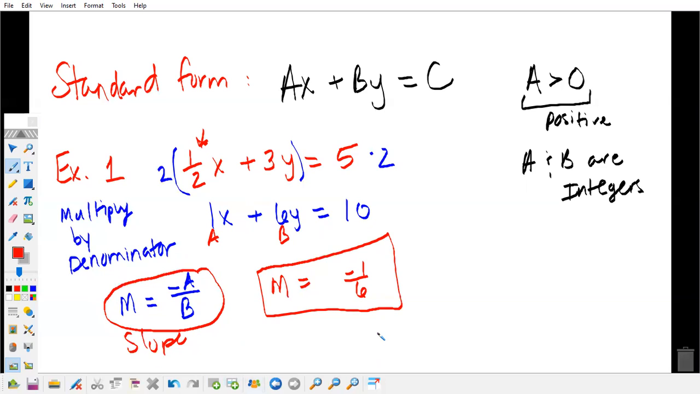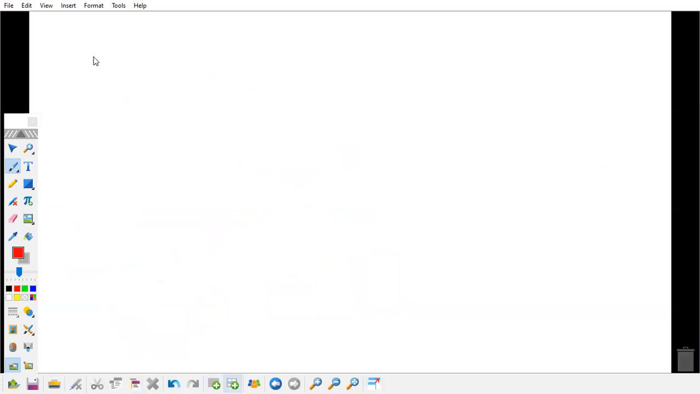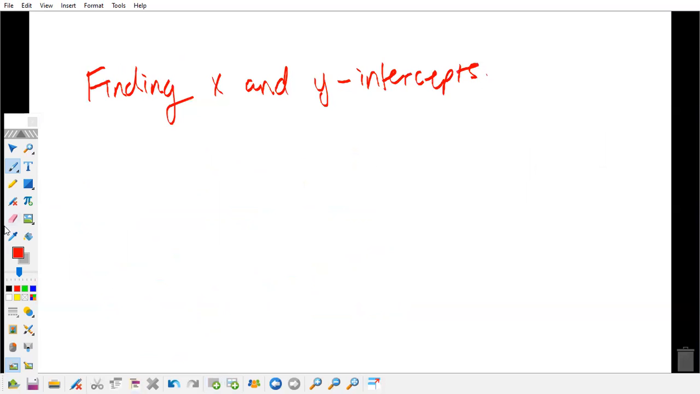Okay. How do we feel about standard form? Questions, comments, or concerns? All right. Next, we're going to talk about finding your x and y intercepts. Really easy. Does anyone remember how to find x and y intercepts from an equation? No. Okay. So let's talk about that.